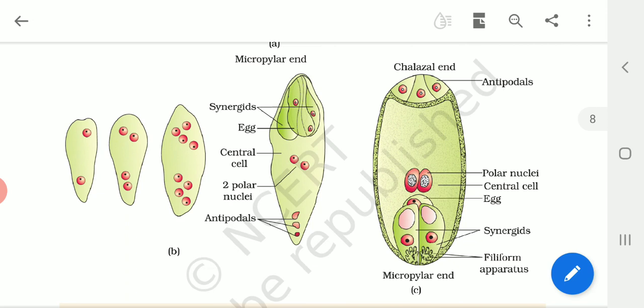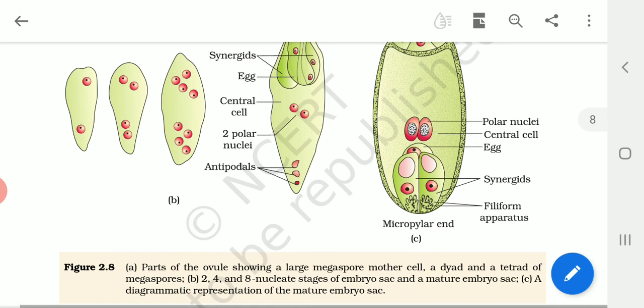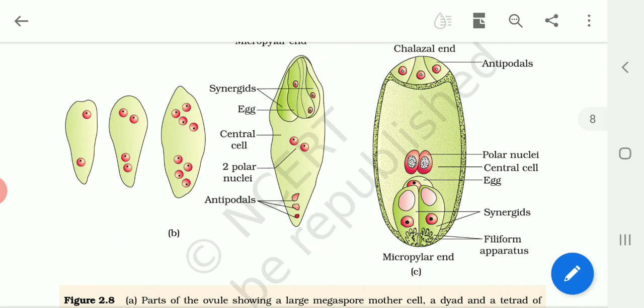A mature embryo sac in an angiosperm is 8-nucleate and 7-celled. How do you count the 8 nuclei? Three at the micropylar end, that is the egg apparatus, then three antipodals, that makes 6, and then two polar nuclei at the center, making 8. For cells: 3 plus 3 is 6, and the central cell makes 7. So a typical mature angiosperm embryo sac is 7-celled and 8-nucleate.